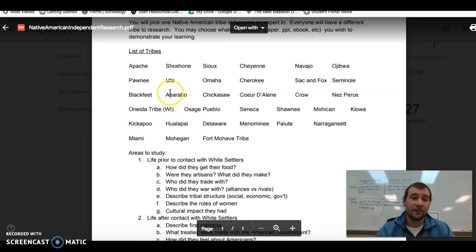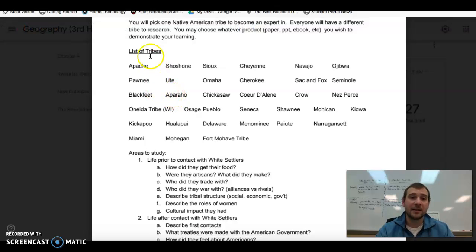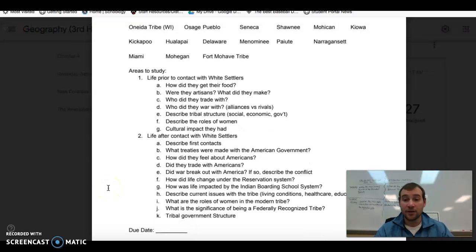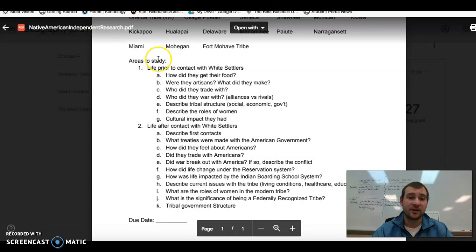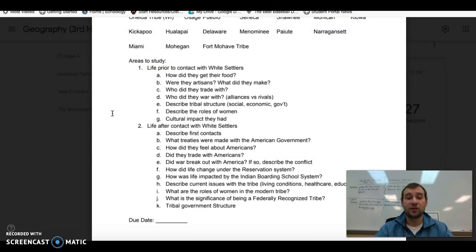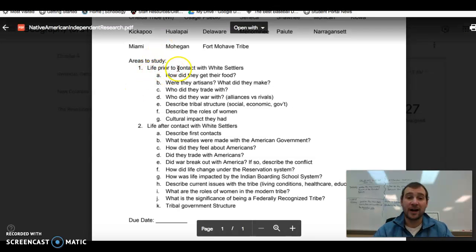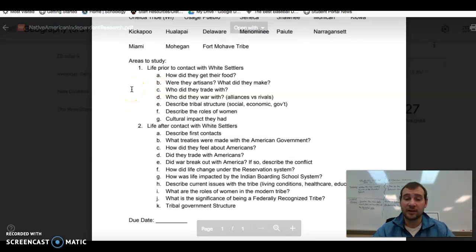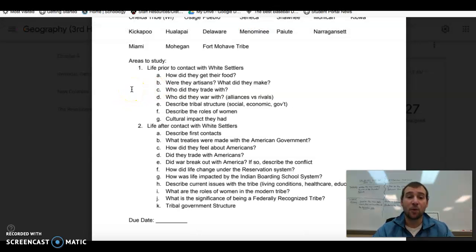All right, so now that we've picked our partner, or picked if we're going to be independent, and picked our group, let's move on to the meat of it all, things we need to have. The areas of study. We're going to split this up into basically a before and an after. The before part is life prior to contact with white settlers. What was their life, culture, and daily routine like before the Europeans came over? You have a whole list here of things that you'll be researching. You can take a look at them.